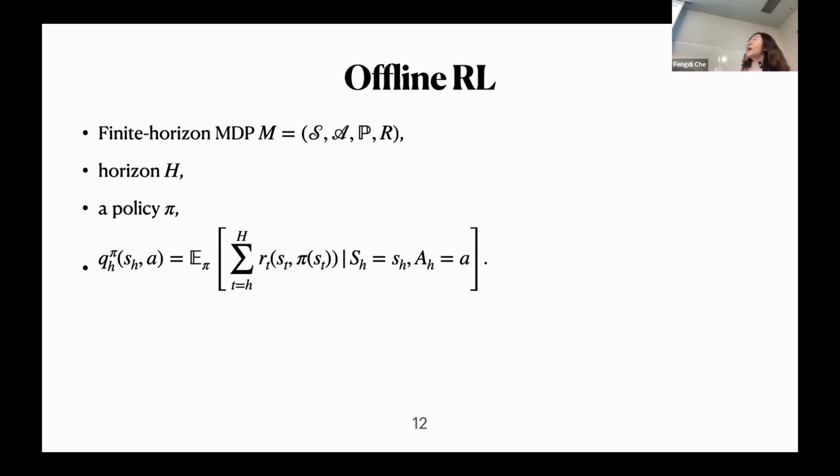We have state space, action space, transition probability, and reward. We denote our horizon by capital H. We have a policy. Action value is defined as the cumulative rewards.